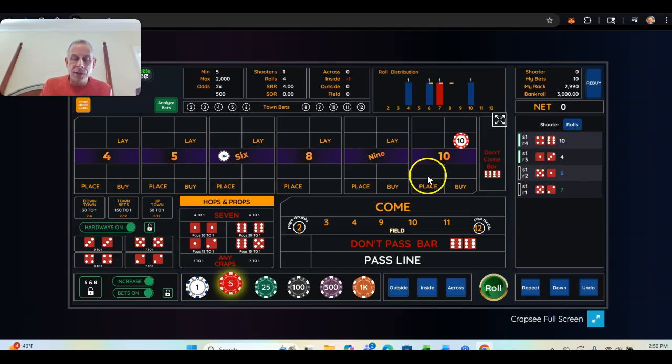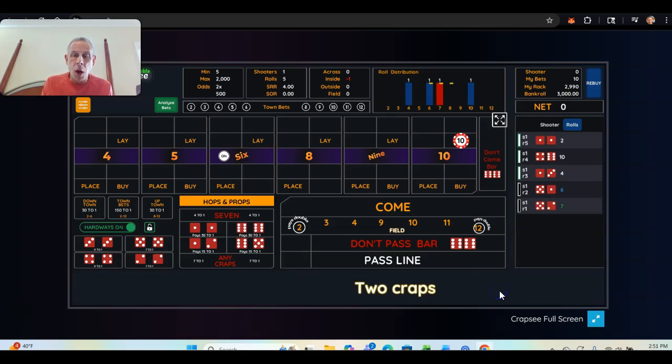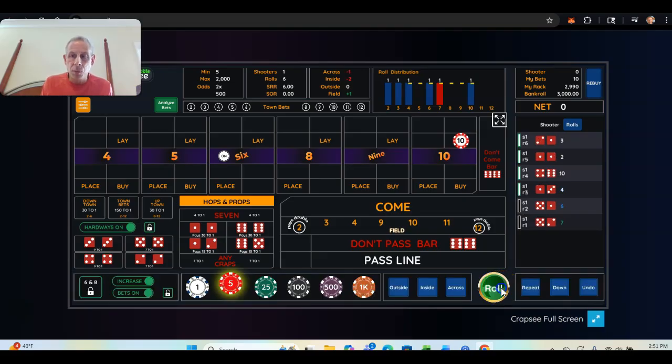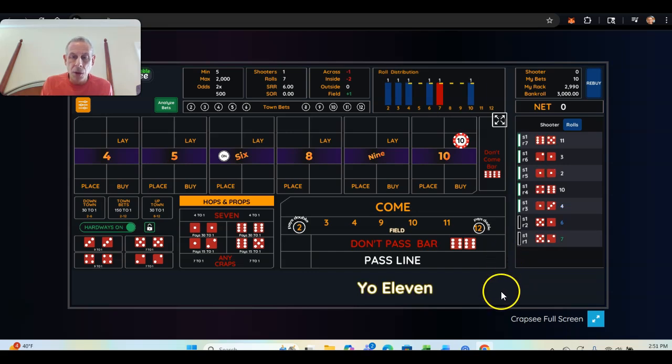All right, so this may look like any normal lay bet, but it's not, because it may be a permanent lay bet and it may be a very temporary lay bet. So, of course, when we're here, we're looking for the 7 to be rolled before the 10. But there's another interesting little trigger, and I'll show you what it is. 2 craps. All right, if it comes up. 3 craps. All right, a 7 would be great. Yo 11. No. 7 out. There it is.